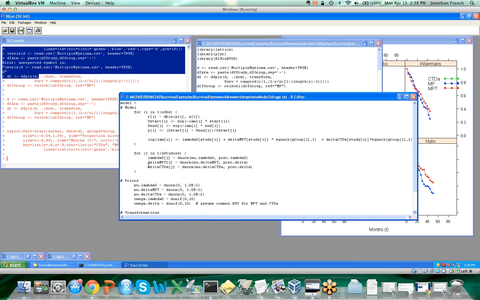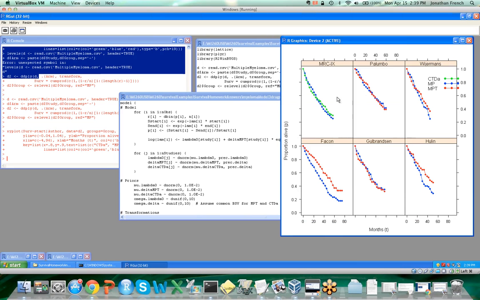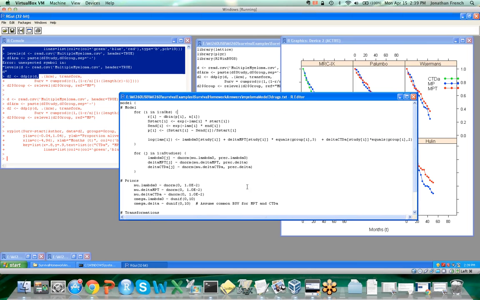Then we need to put a prior on this delta CTDA. And here what I've done is I've assumed a hierarchical model for the delta CTDA. So there's some between study variability, even though we only have one study that has CTDA. And in order to obtain an estimate of that, I'm just making an assumption here that the between study variance of the effect of MPT and the effect of CTDA above and beyond MP is the same between CTDA studies and MPT studies.